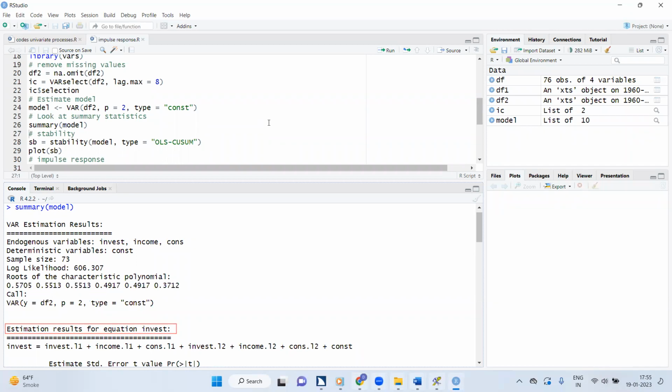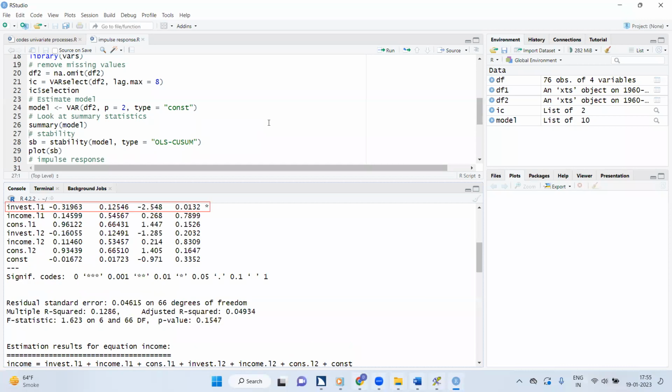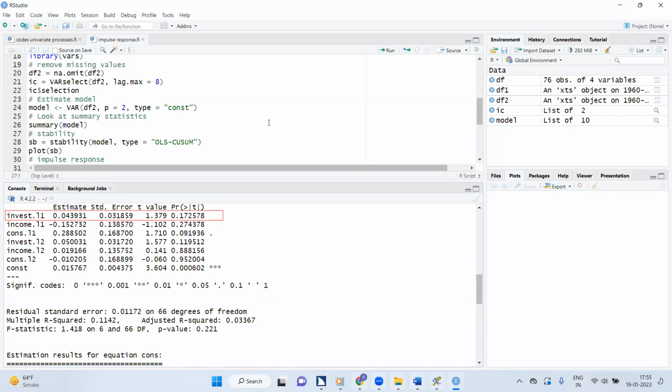Okay, now look at this line, estimation result for invest. Sir, could you please scroll up the screens? Yes. Invest.L1, income.L1, cons.L1. L1 means lag 1. Invest.L2. Income. If you say I can enlarge this entire output, 1 second. No, it's okay, sir. Yeah. There is a shortcut for it, Control-Shift-2, in case you want.